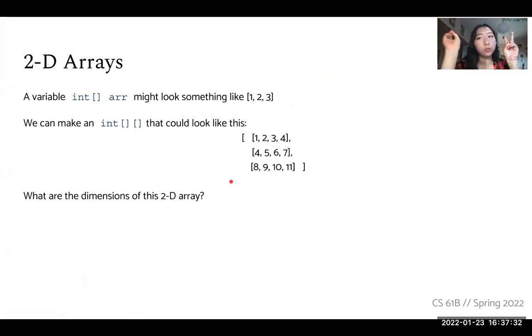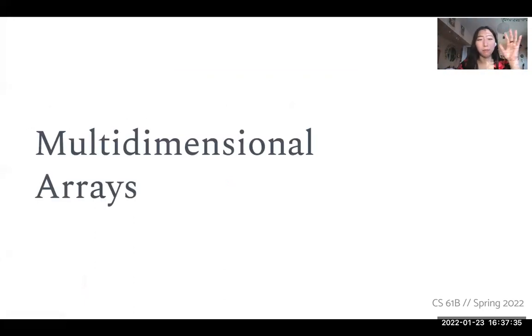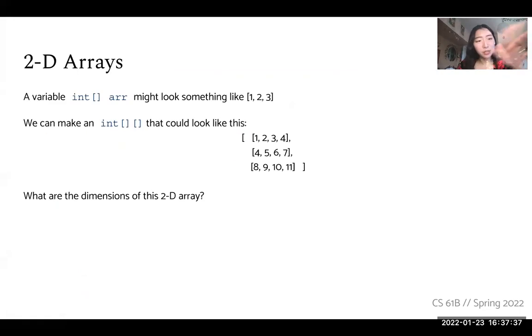So we're going to talk about 2D arrays. It might sound very complicated, like multidimensional array sounds very fancy, but it's pretty straightforward, I think. A variable of type int array named R might look something like this: 1, 2, 3. We could also make an array where each element is an int array, so an array of int arrays, that could look like this. Here we can see we have this outer array, and each element in this outer array is another int array. And these inner arrays have numbers.